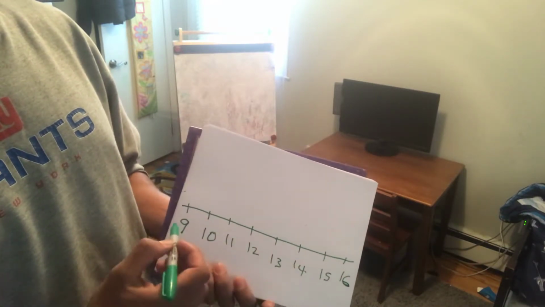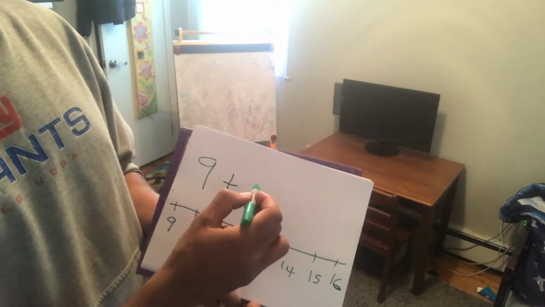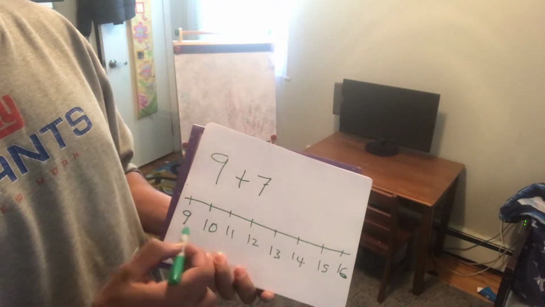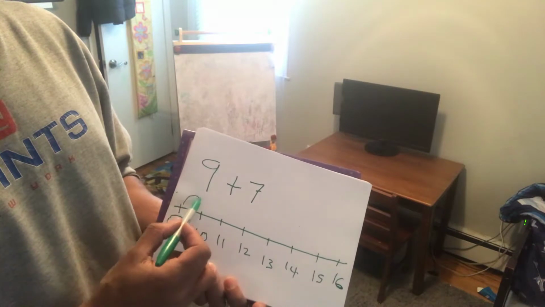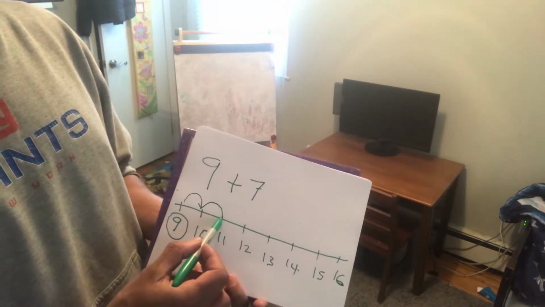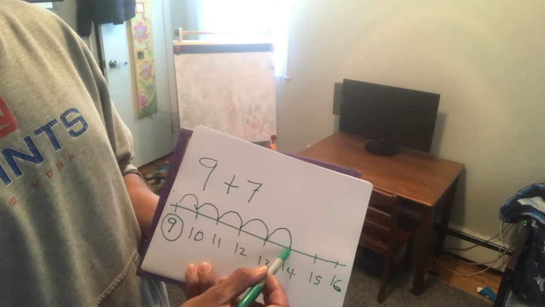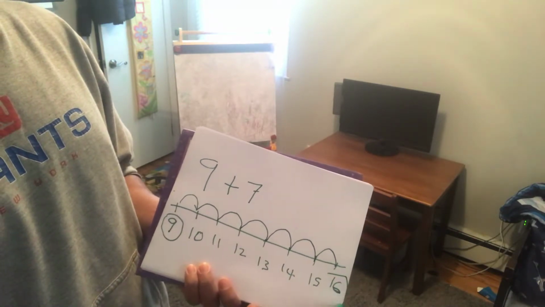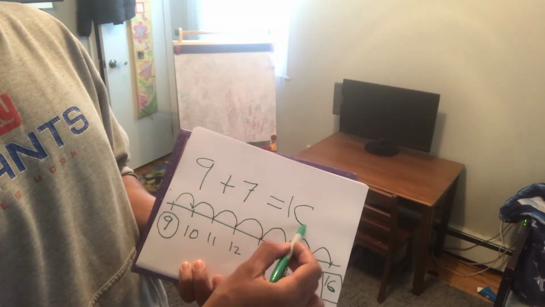So if I want to ask what is 9 plus 7, I start at 9 and I count 7 spaces. 1, 2, 3, 4, 5, 6, 7. And I end up at 16. So 9 plus 7 equals 16.